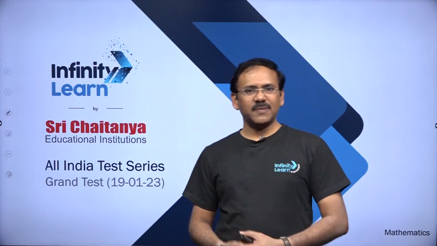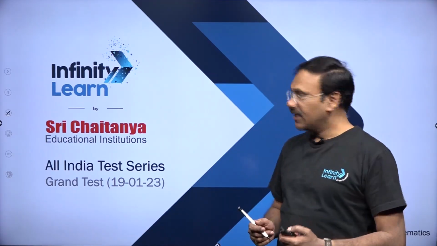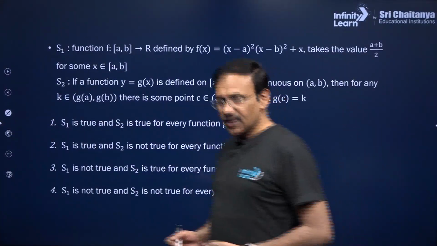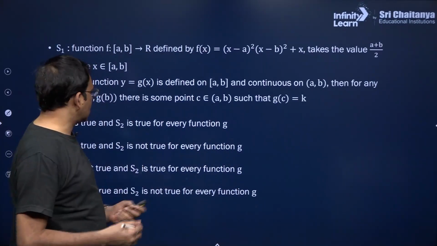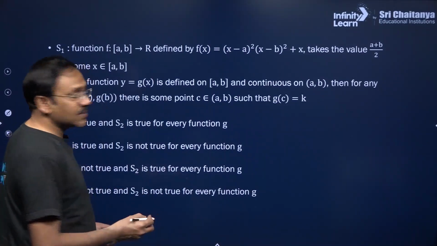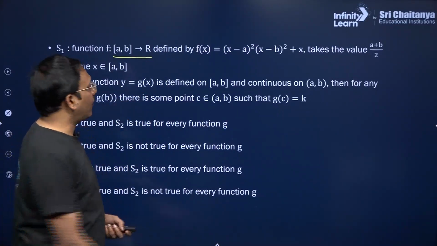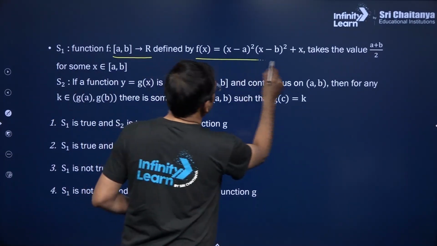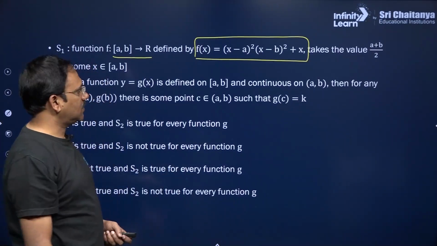Now let us see the mathematics part of this GTM 9 dated 19th Jan. Okay, you see the first question, here 2 statements are given, S1 and S2, asking which of these are true or false. You see the first statement, f is a function from closed interval [a, b] to R defined by f of x is (x minus a) whole square into (x minus b) whole square plus x.